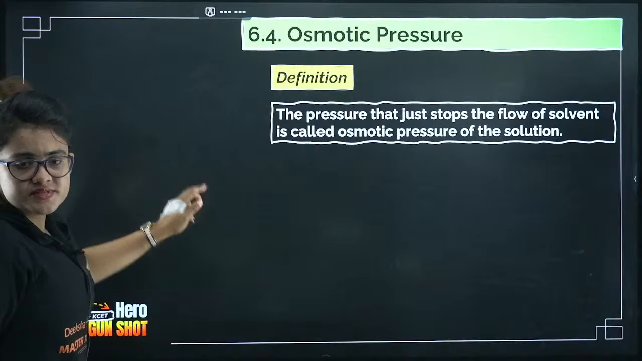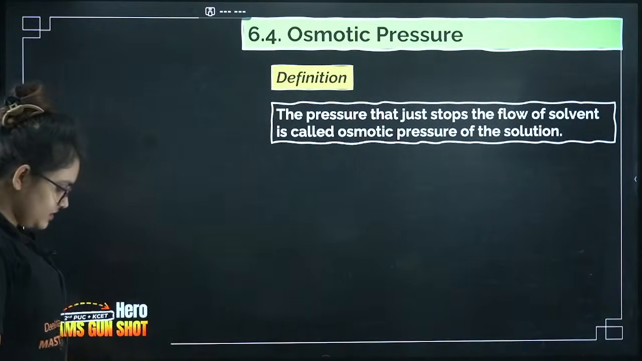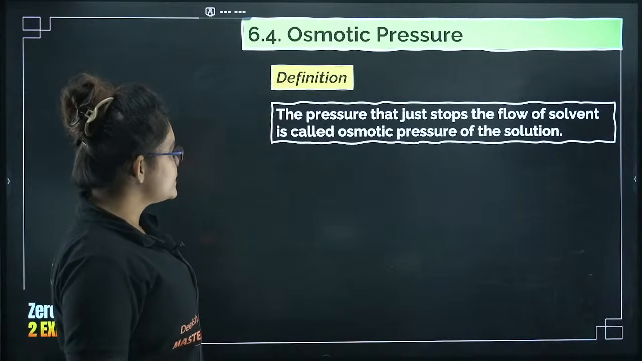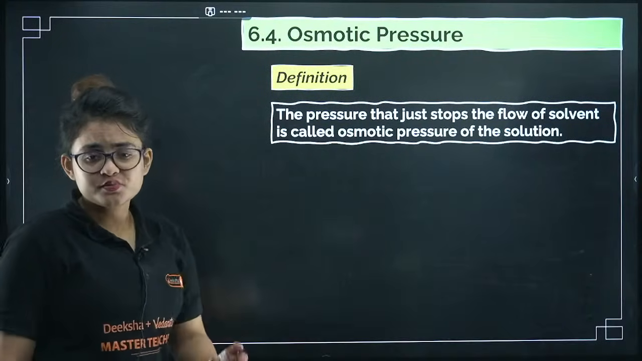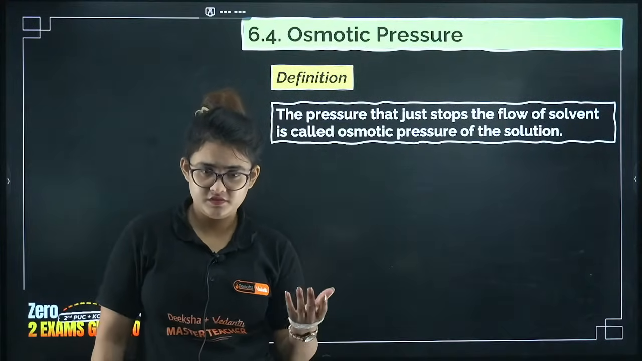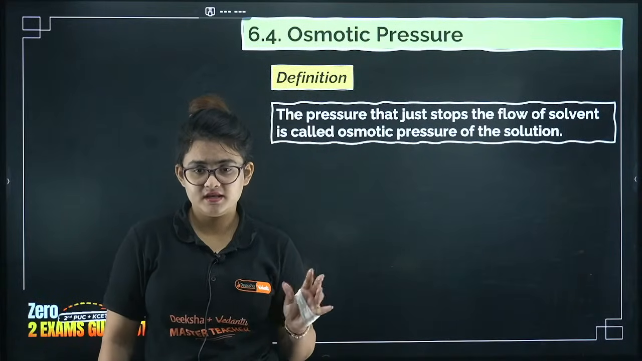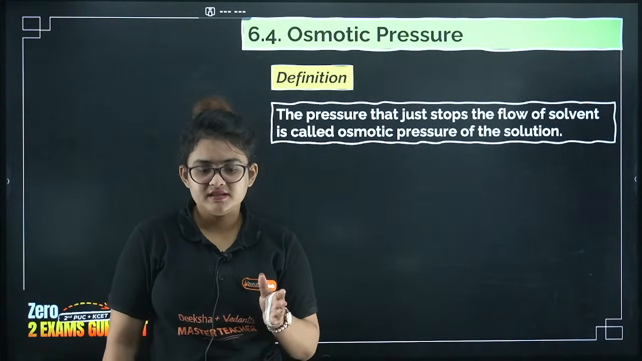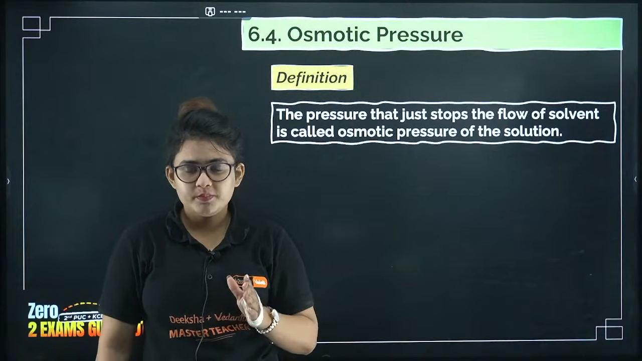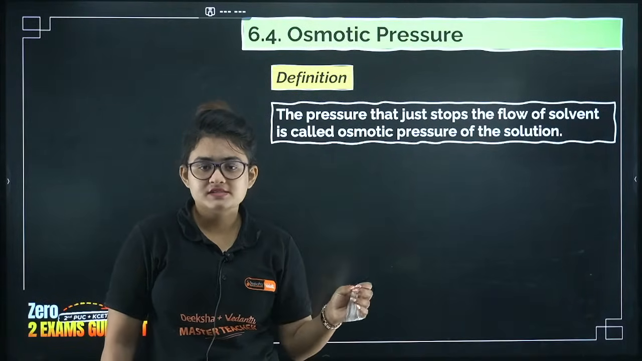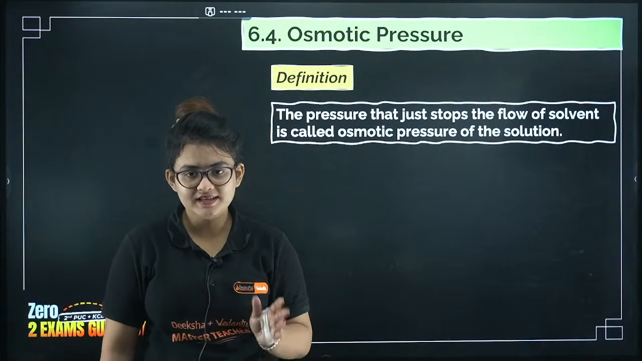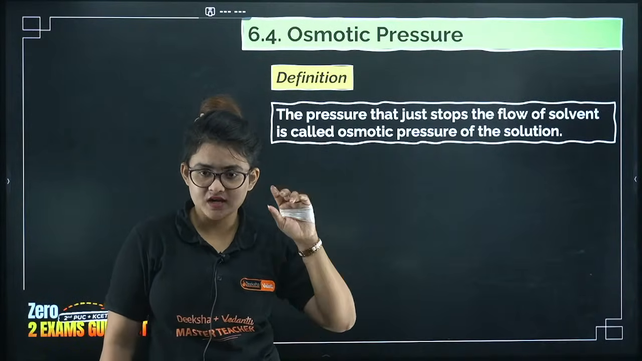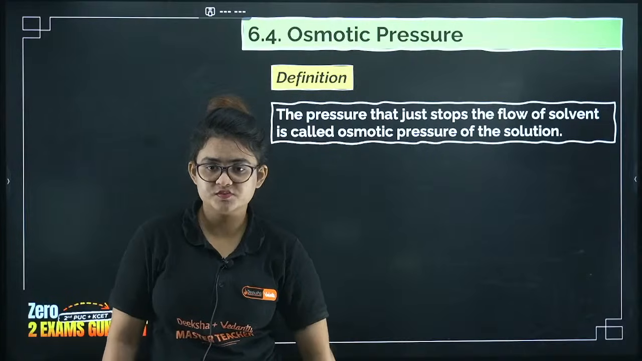Here comes one of the important things, that is osmotic pressure. The pressure that just stops the flow of solvent is called the osmotic pressure. Osmosis is this: if you have two solutions of different concentration separated by a semi-permeable membrane, then the solvent will flow from the low concentration zone to the high concentration zone, right? That is osmosis. Any pressure that can stop the flow of the solvent is called osmotic pressure.